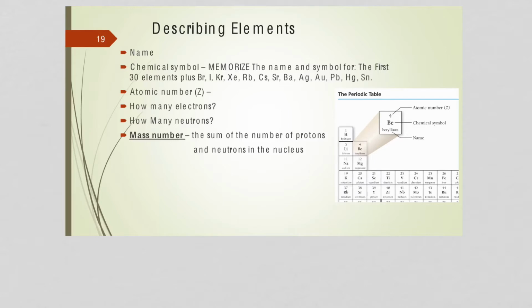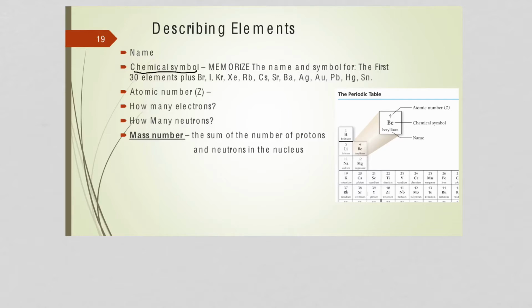So the first thing I want to do is talk about how we describe elements. Right? So how do we talk about elements? How do we understand how elements are different or how they're the same, etc.? Well, first, fundamentally, we have the name of the elements. Every element has a name: sodium, iron, lead, etc. So we can describe elements by their name. More common is that we describe elements based on what's called their chemical symbol.